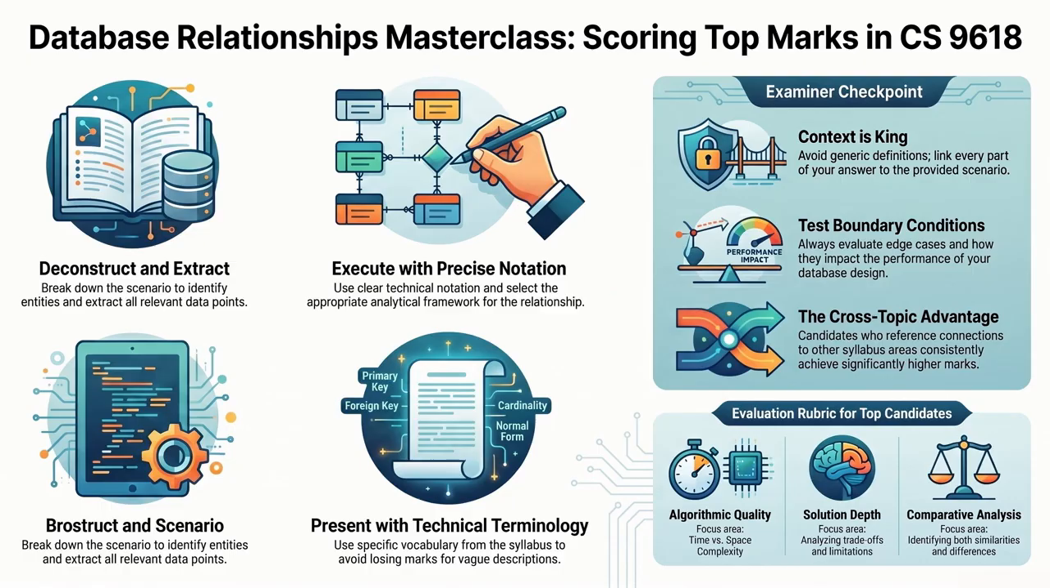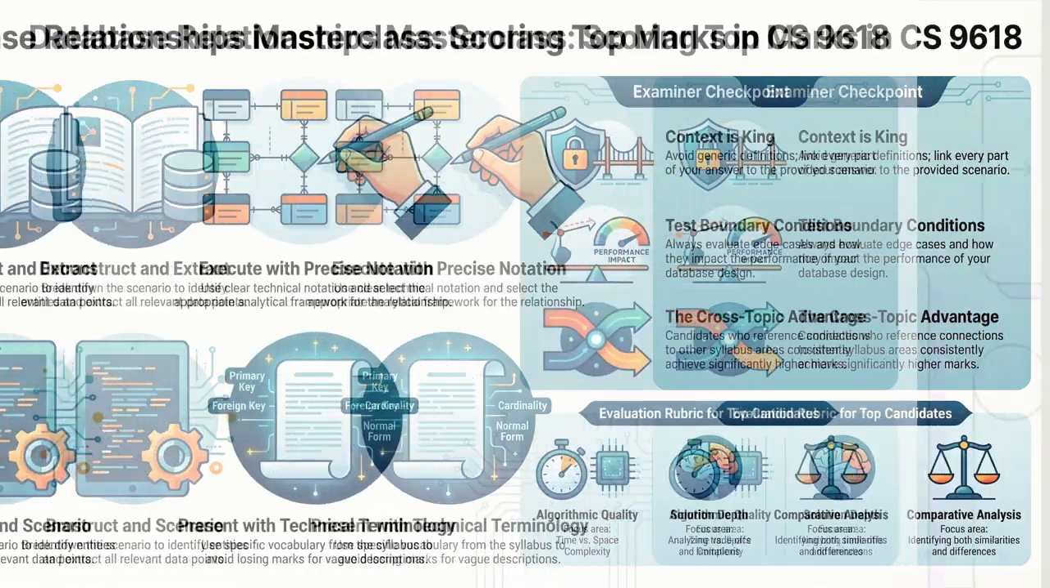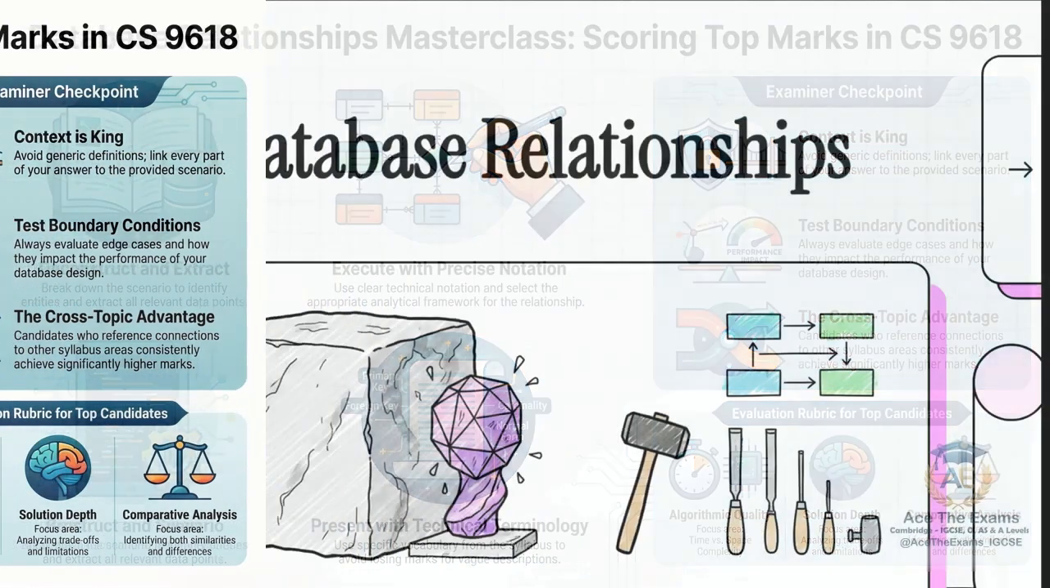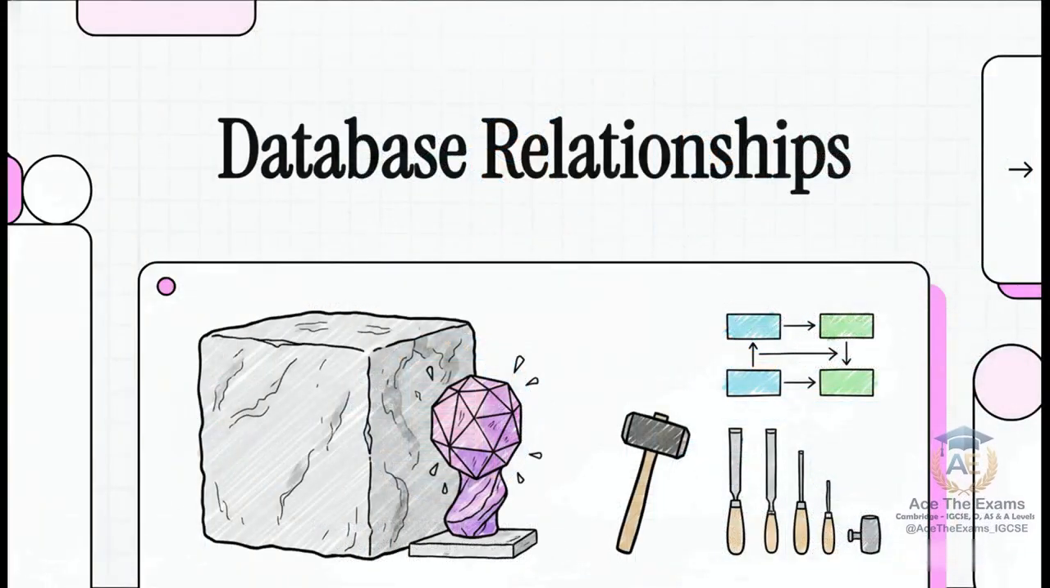Welcome to this explainer, where we are going to completely transform how you tackle the Cambridge Computer Science exams. We are looking specifically at syllabuses 9618, 0417, 0478, 0983, 0984, and 2210.